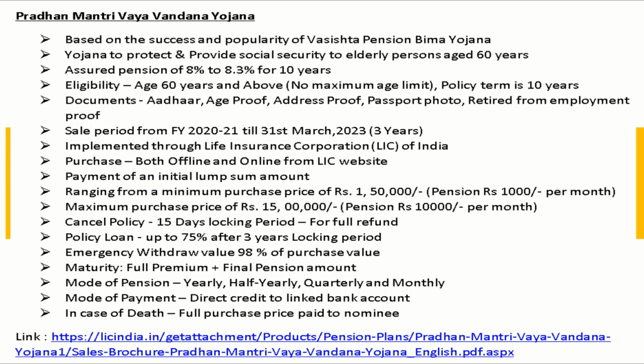For the mode of pension, you can choose from these 4 options: yearly, half yearly, quarterly, or monthly. Whatever you feel, you can choose. The amount will be directly credited to the bank account which you have given when you apply for this insurance. In case of death, the full purchase price will be paid to the nominee. You can see the details by going to the LIC of India website. I have given the link in the description.